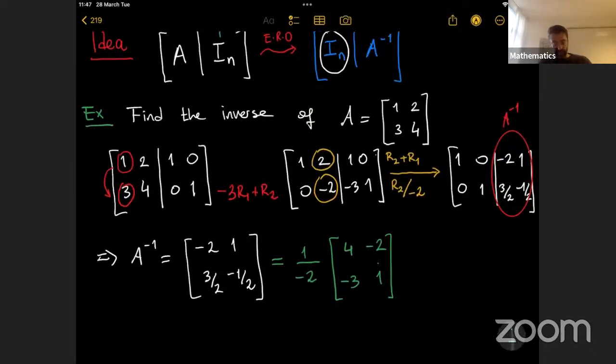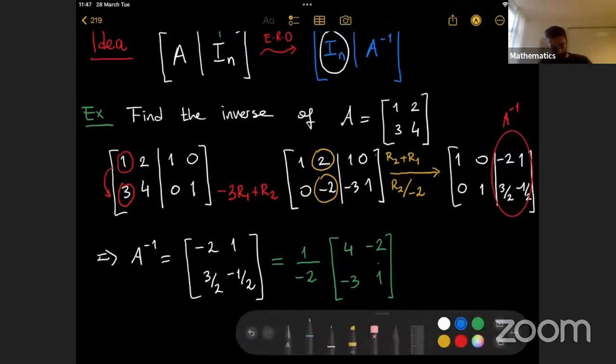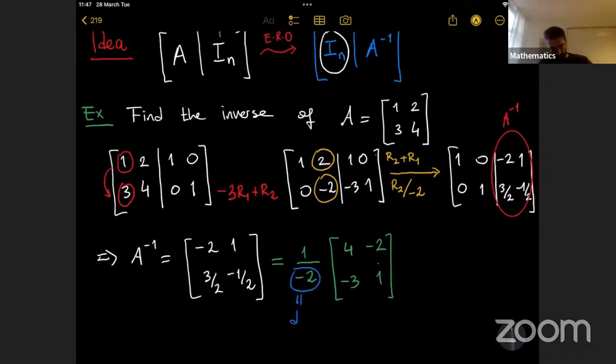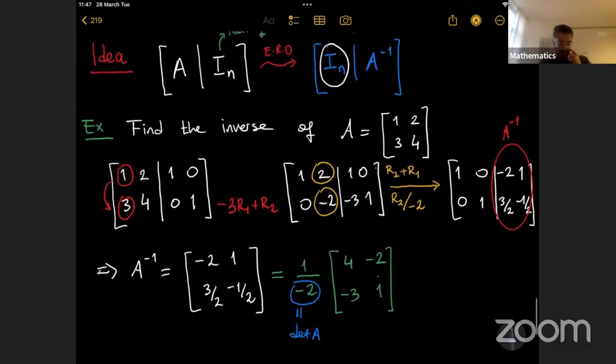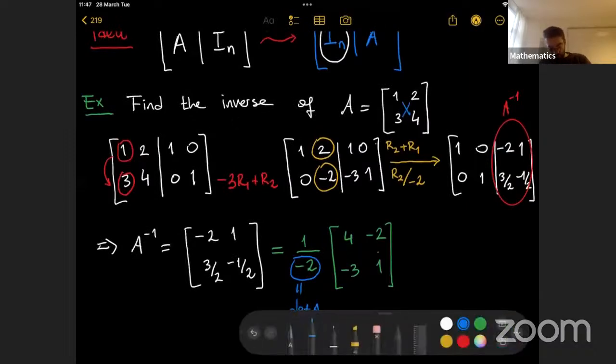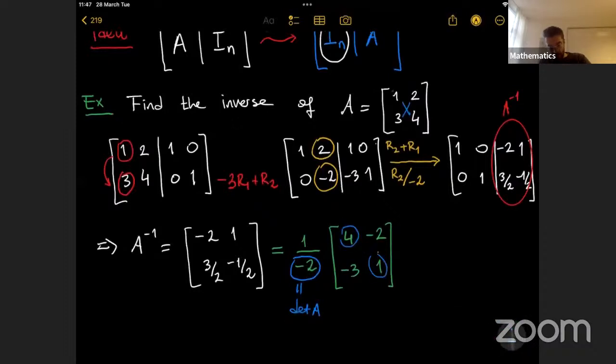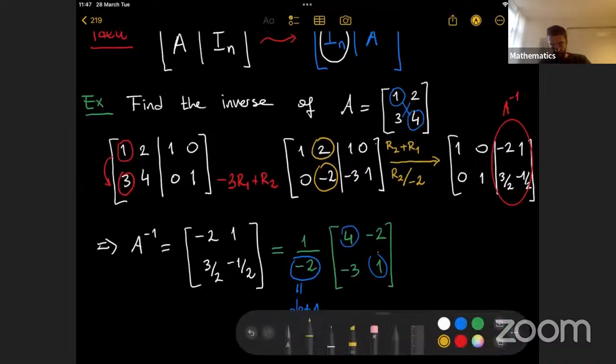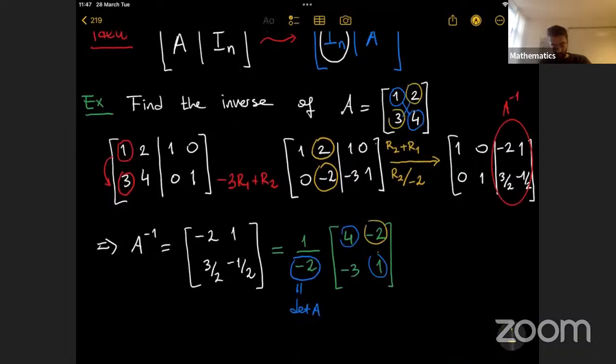Well, if you realize that minus 2 here is basically the determinant of the original matrix A. Okay, 4 times 1 minus 3 times 2, minus 2. And the entries look like the original matrix as well. So what you do is, here you have 4, 1, and here you have 1, 4. That means you interchange these two, okay? And you take the negative of these two. Okay, so this is what you do.